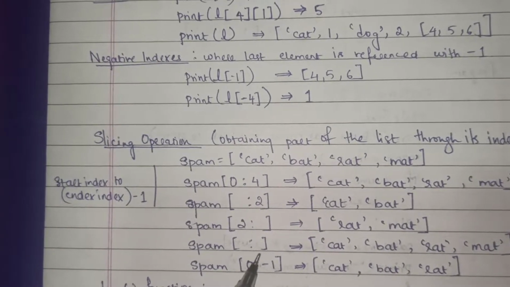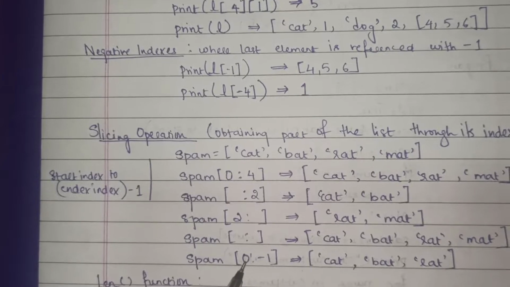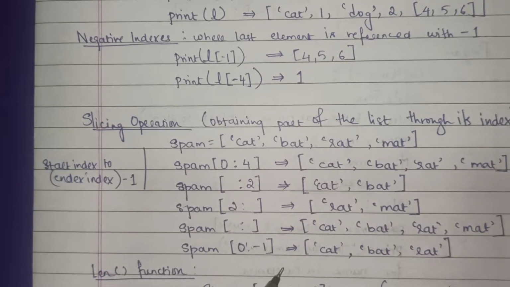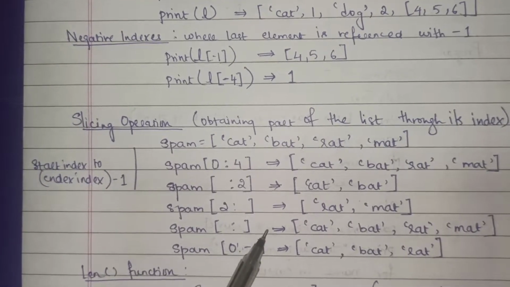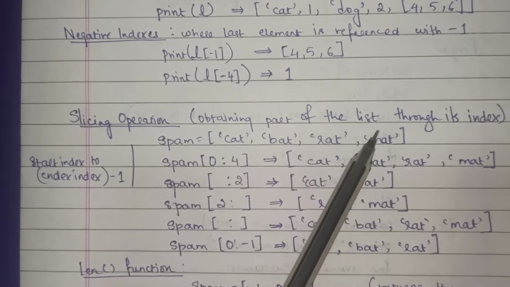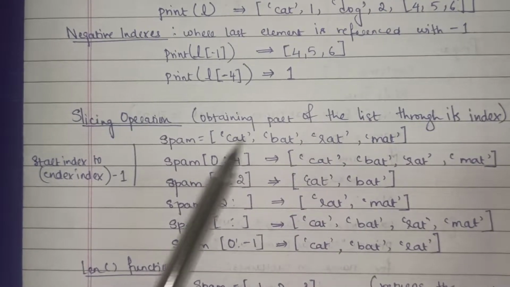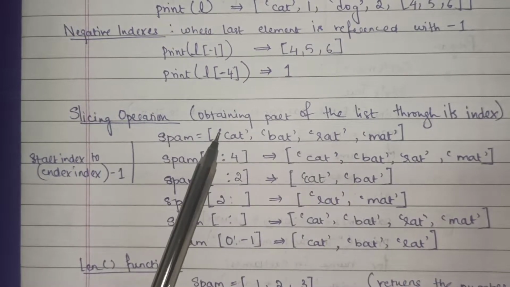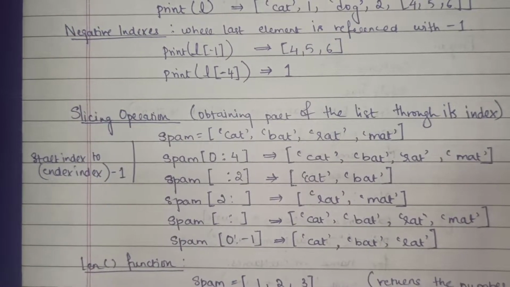You can also have the negative index, that is the starting index is 0 and the ending index is -1. So this -1 would refer to the last element. So the ending index -1 would be -2, so it will print till here from the starting index 0. So this is about the slicing operation in a list.